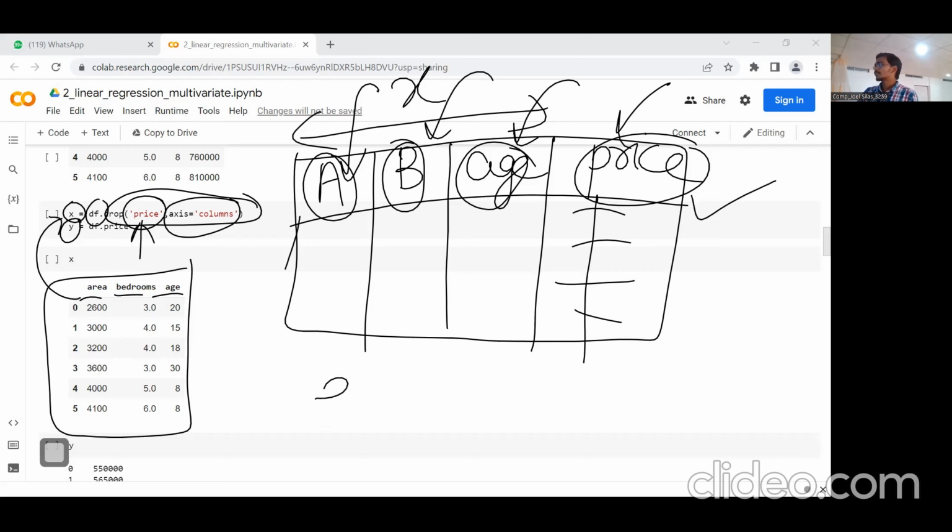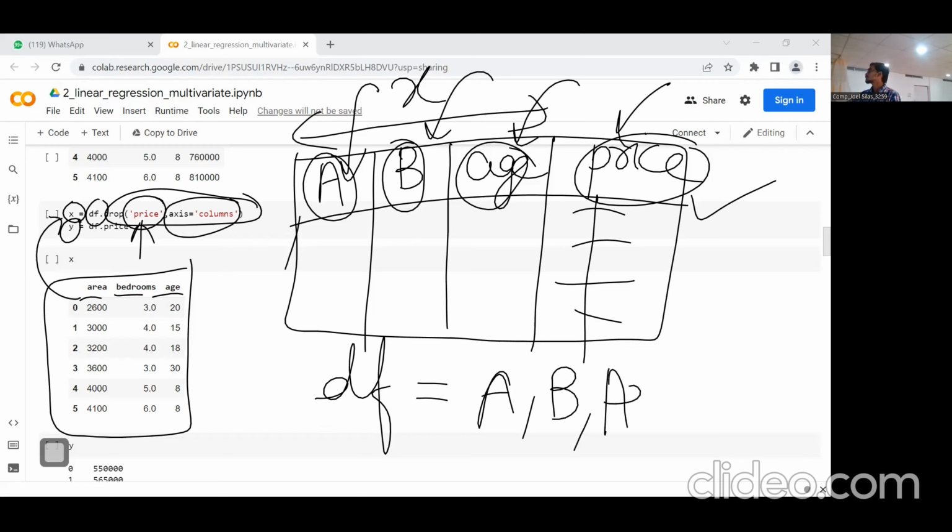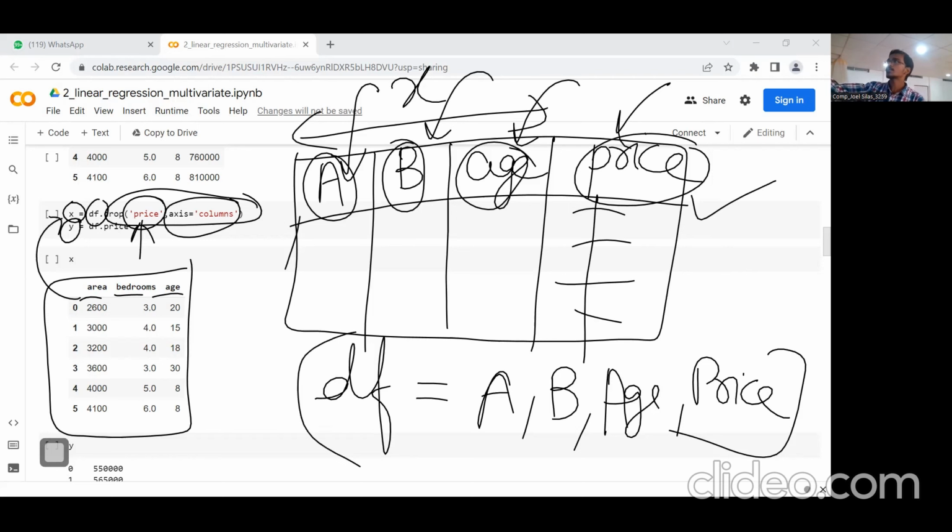Now if you print df, what will you get? All. You'll get area, bedrooms, age, and price also. All will be there, because this deletion that you have done, this dropping, is temporary and it has not been done on the original data frame.